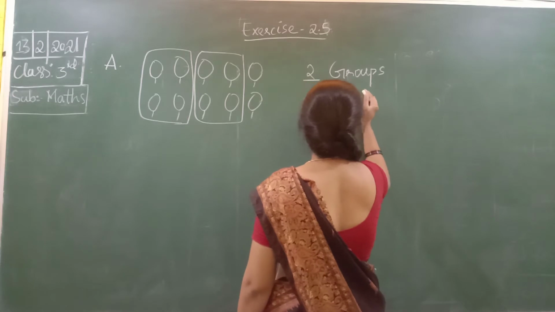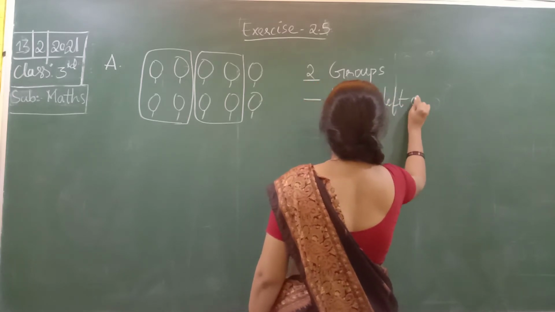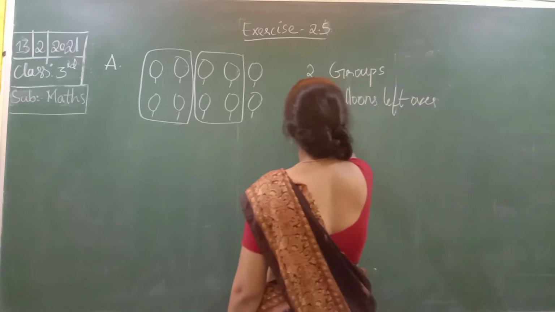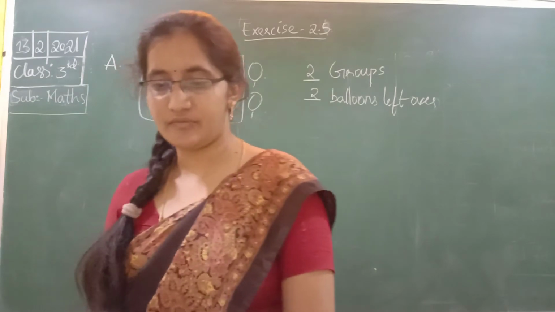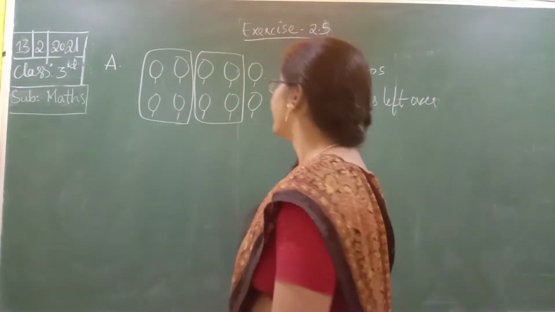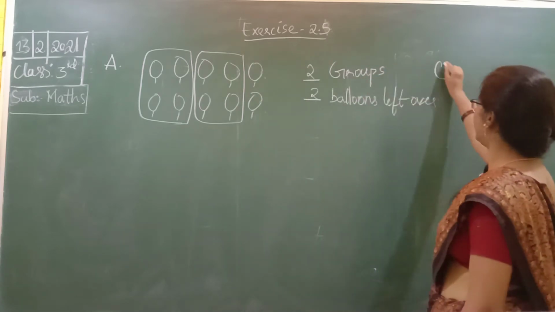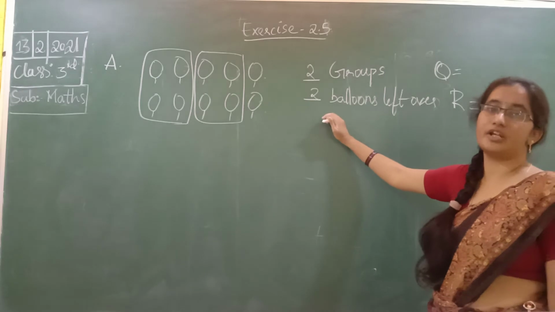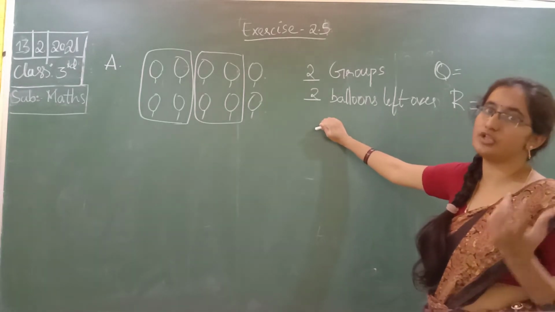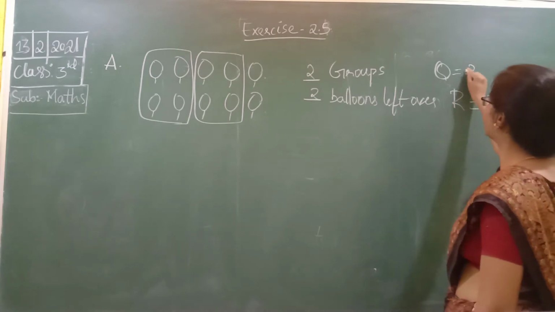The balloons left over is also 2. 2 balloons are left over and it is divided into 2 groups. And what did they ask? The number of groups is the quotient and what remains is the remainder. After dividing into groups, there is a remaining 2, and the groups are 2.